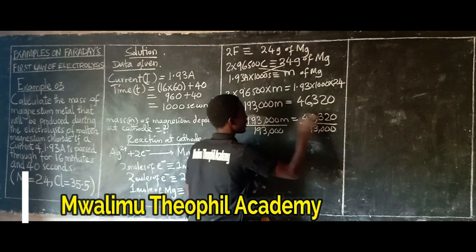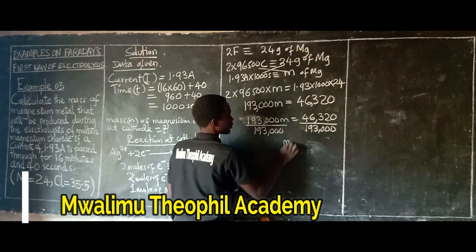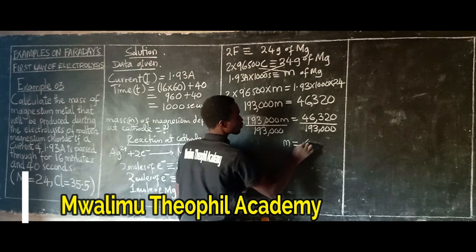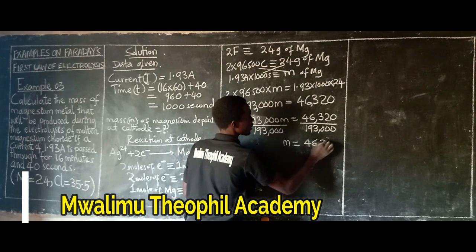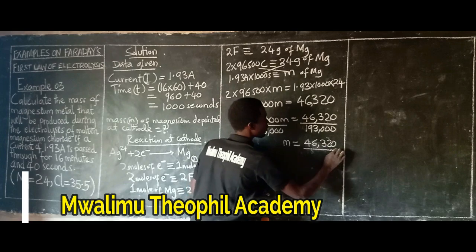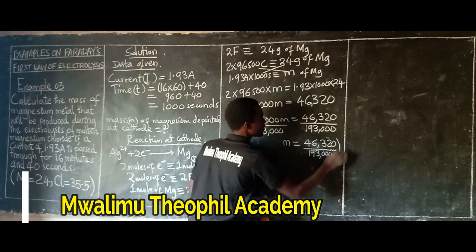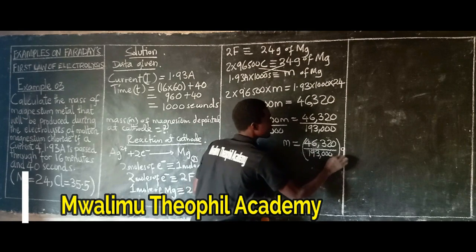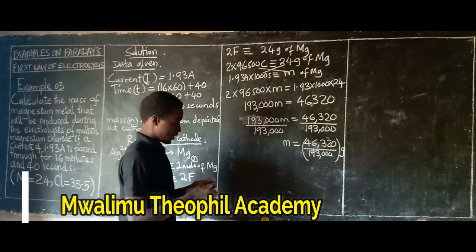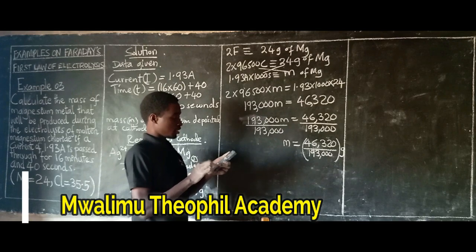193,000 on both sides. Here we're going to remain with the m. So the value of m will be equal to 46,320 over 193,000. You have to know that this is mass, so it will be in gram. Let us now divide.